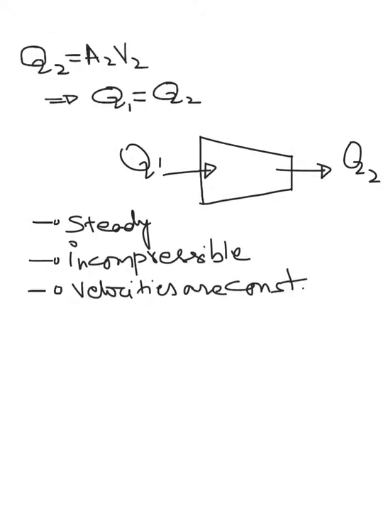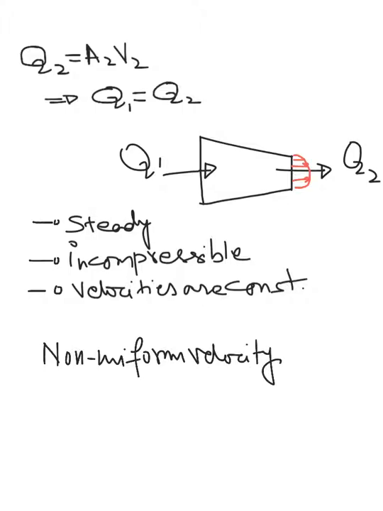Now next, I would like to consider a non-uniform or variable velocity at the inlet or exit, meaning the velocity will have some kind of profile. Then how can we apply this equation? So next we will talk about the non-uniform velocity, and then apply the conservation of mass.